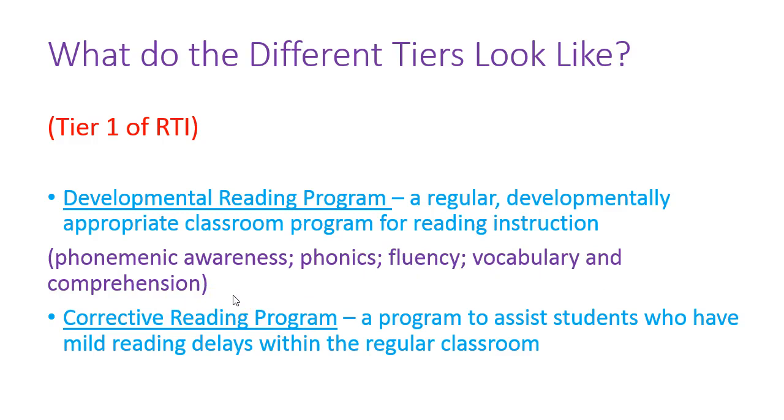So assuming all that is happening in a classroom, there's a child that needs a little bit of additional support. Within that classroom, that child's going to get some sort of corrective assistance. It might be that the teacher would pull that child for a little targeted small group instruction, or they might give some additional scaffolding to that child. But the child remains in the classroom with all of his peers, and just gets a little bit of extra support. That's Tier 1 of RTI.